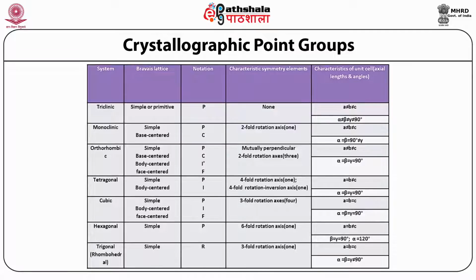The seventh crystal system is trigonal, also called rhombohedral. Bravais lattice is simple. Notation is R. Characteristic symmetry elements are threefold rotation axis 1. Its characteristics of unit cell are A is equal to B is equal to C, alpha is equal to beta is equal to gamma is not equal to 90 degrees.